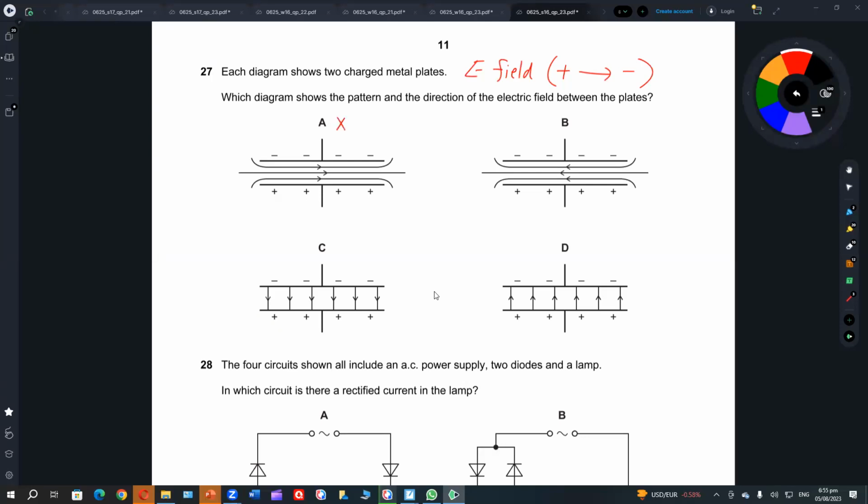It means A and B are out of discussion. Now this one is C or D. The electric field is always from plus to minus. Now answer quickly. It should be plus to minus, so D.